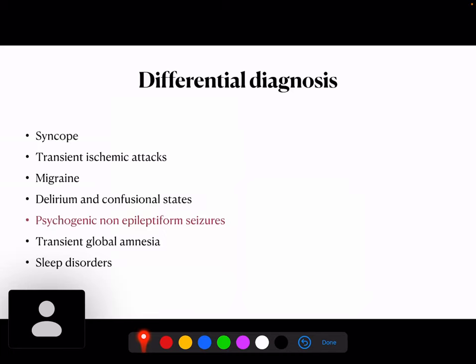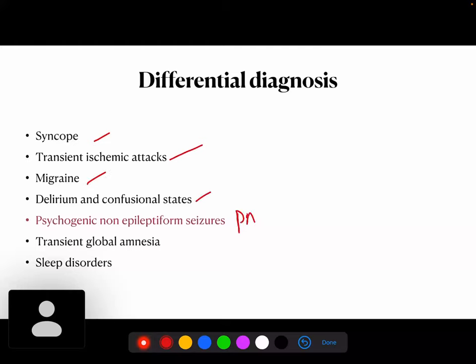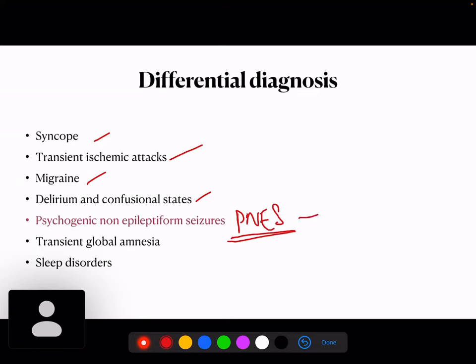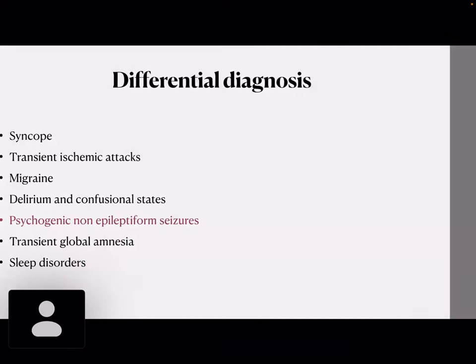So differential diagnosis of seizures and epilepsy obviously include syncopal attacks, TIAs, migraines, deliriums, and the most important one, PNES. And it's sometimes very difficult to differentiate this from epilepsy or epileptic seizures. There are some ways to do that, and we'll discuss that. Transient global amnesia and sleep disorders are also differentials.